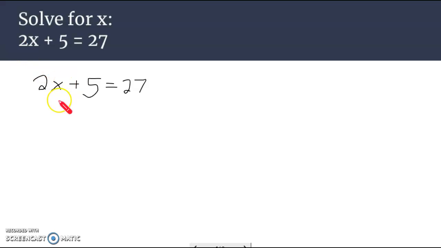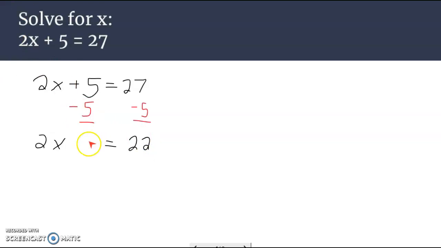First thing we're going to do is do the opposite of plus 5 by subtracting 5. Remember, we keep the equation balanced by doing it to both sides of the equation. We're left with 2x equals 22.